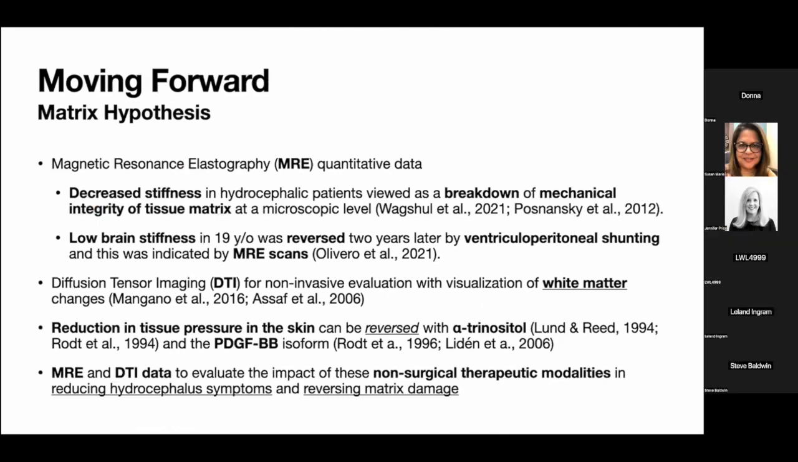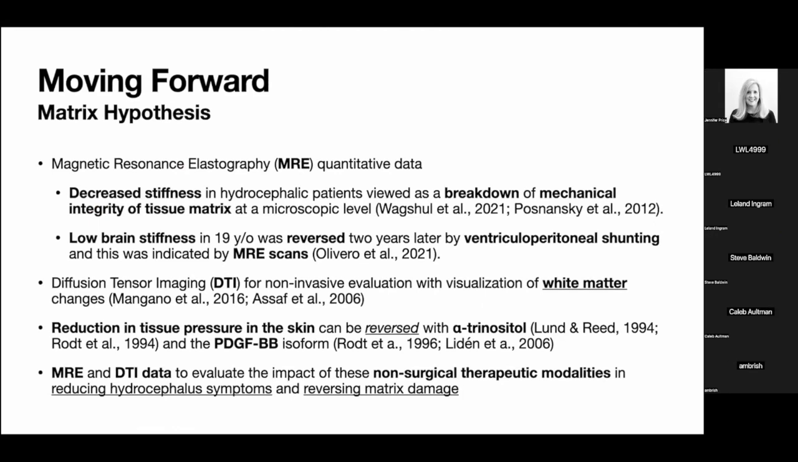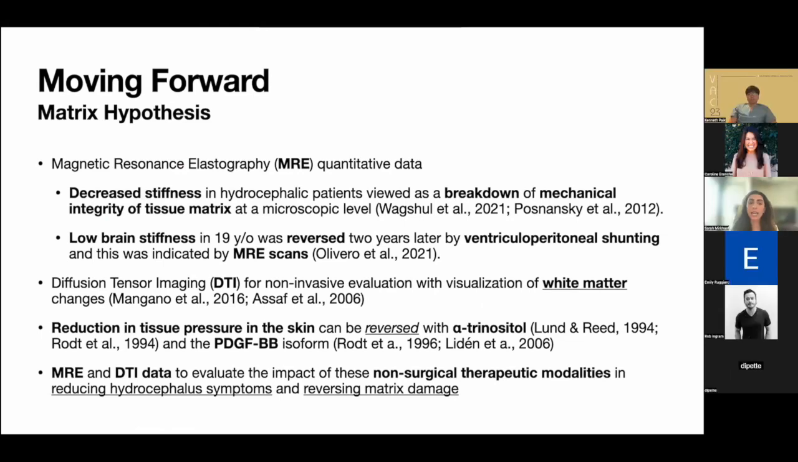So how does this relate clinically, and what can you do moving forward? So studies have used magnetic resonance elastography, MRE, as a way to study local biomechanics of tissues. They have shown that in hydrocephalus patients, specifically in a study done in 2021, there is decreased tissue stiffness locally. And they hypothesized that that was due to a breakdown in the mechanical integrity of the tissue matrix.